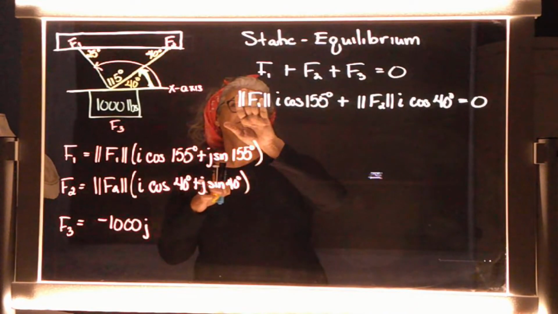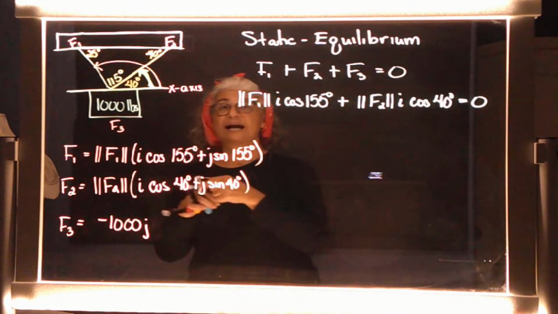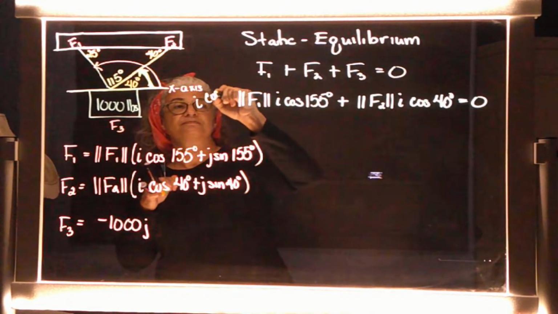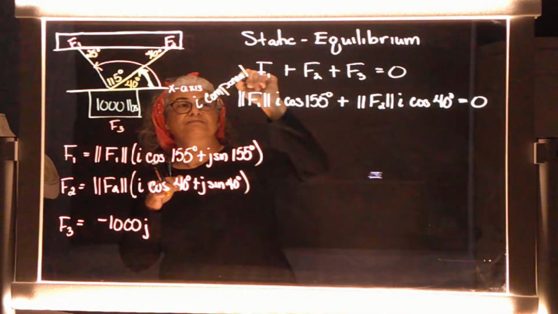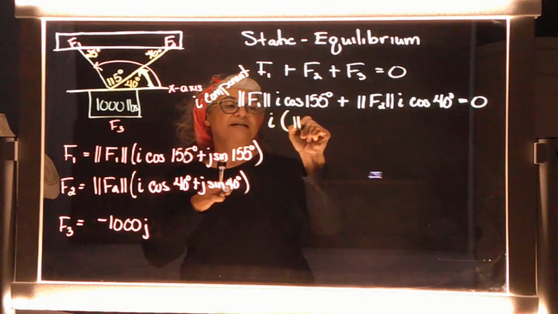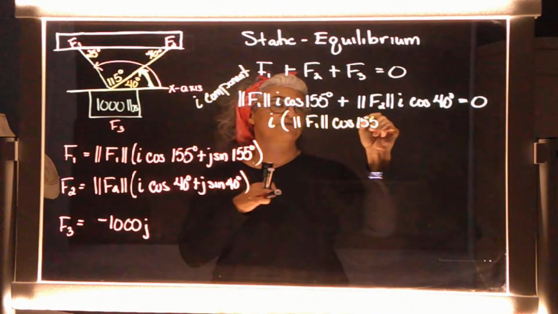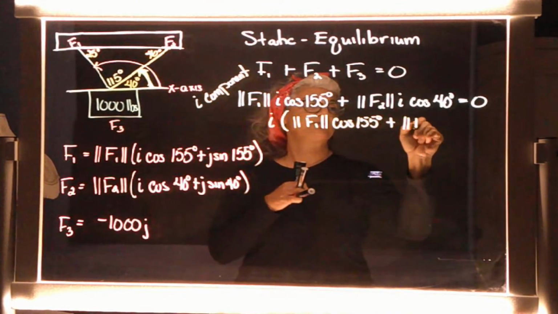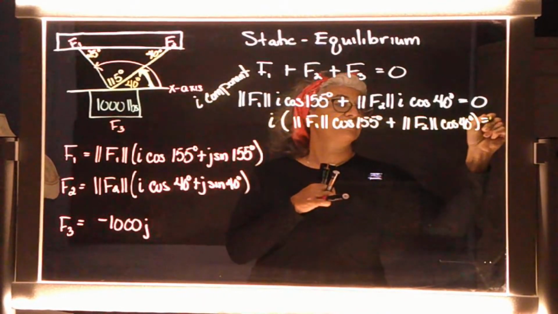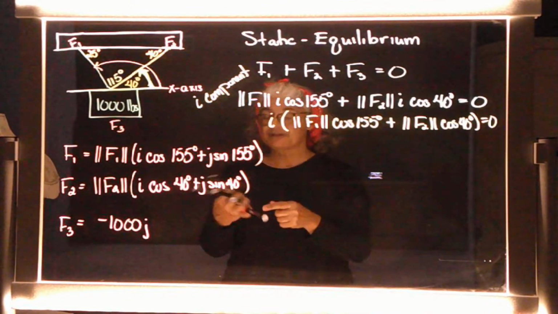So, when I add all three of these vectors, I can only add things of the same. So right now I'm working with the I component. And I'm going to factor out that I, which means I have the magnitude of F1 times cosine of 155 degrees plus the magnitude of F2 times cosine of 40 degrees. And that has to equal 0. Good? Now I've got to talk about the J component.